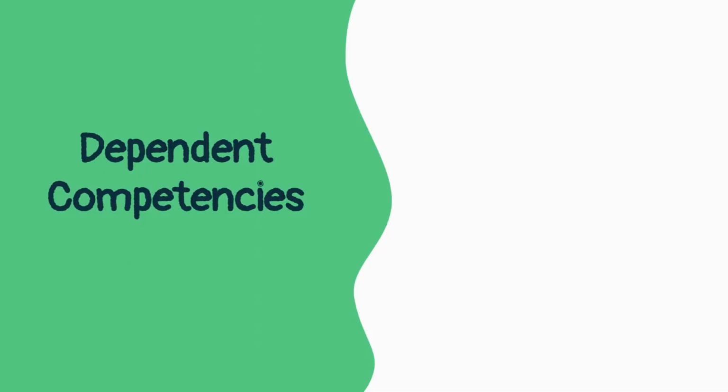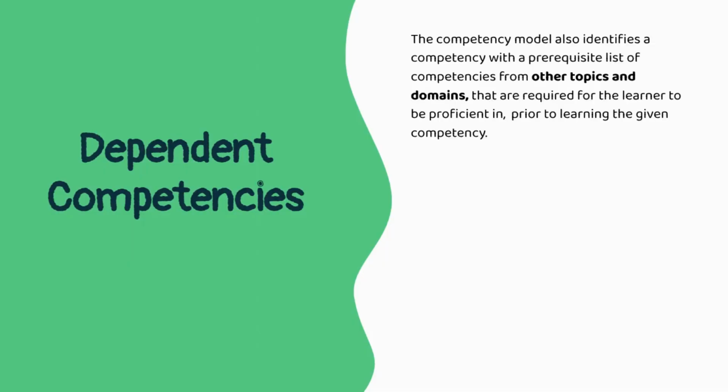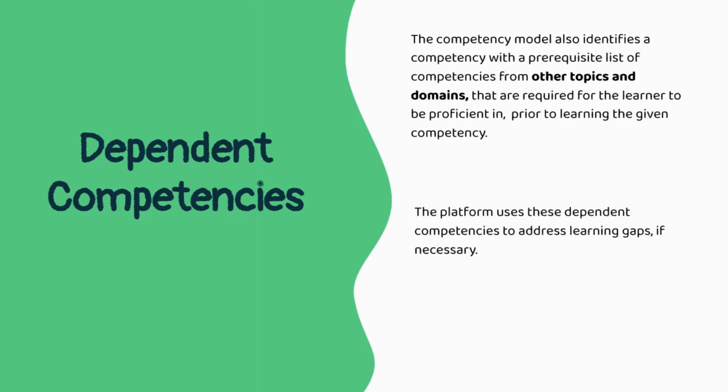Let us now look at dependent competencies. The competency model also identifies a competency with a prerequisite list of competencies from other topics and domains that are required for the learner to be proficient in prior to learning the given competency. These are called dependent competencies. These dependencies can be between competencies that are across topics and domains. The platform uses these dependent competencies to address learning gaps if necessary.